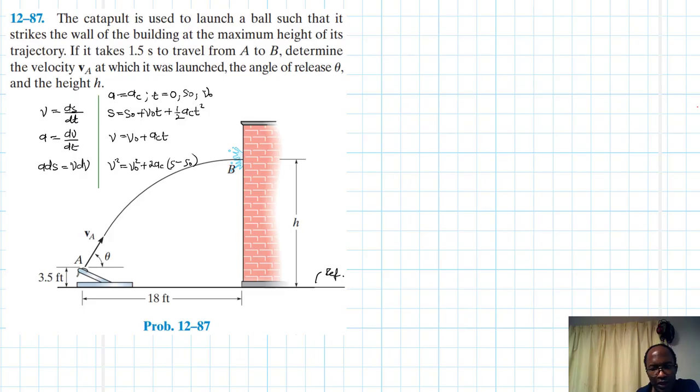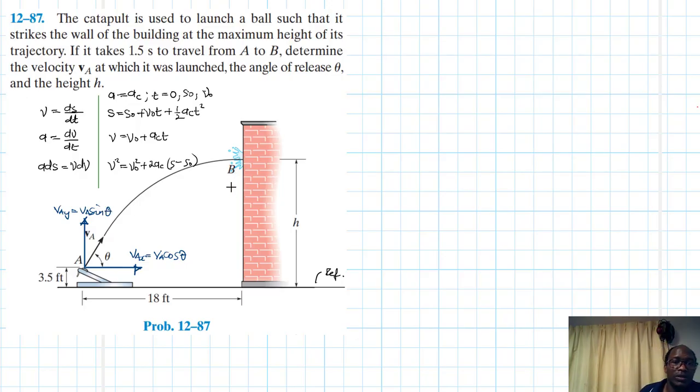Let me just show some of the other properties that we intend to use. Velocity will have two components, a vertical one and a horizontal one. The horizontal one is constant, and therefore the acceleration is equal to 0. So this is equal to VAX, which is equal to VA cos theta. Then we have this one, VAY, which is equal to VA sine theta.